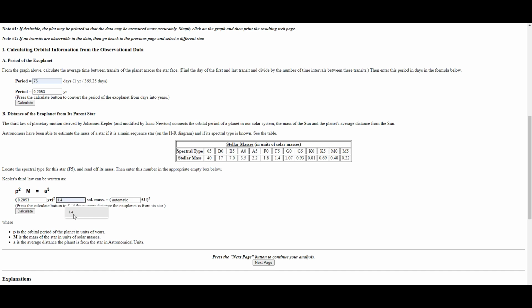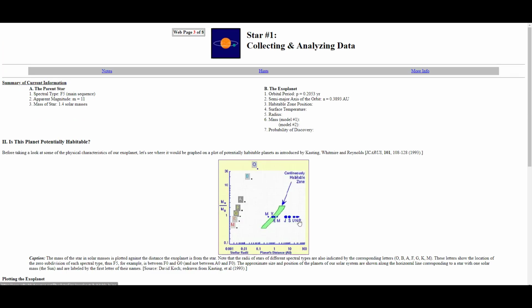So we're going to put that 1.4 in there, and it's grabbing that number that we already calculated up here, because again, it does all the math for you. Then you're just going to hit calculate. It's going to tell you the distance is 0.38 of an AU. So it's about the distance of Venus on our scale. So you're going to hit next, and again, it plots everything up here for you, but you can have a running total on your tables. That's fine.